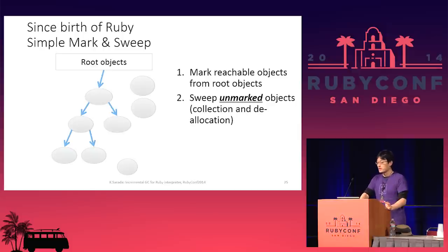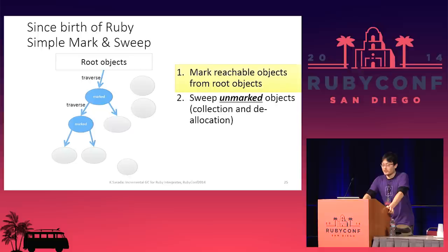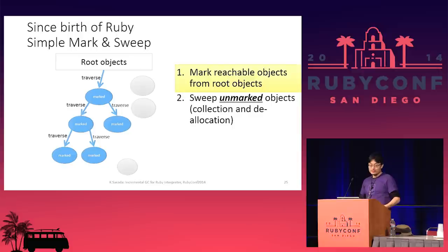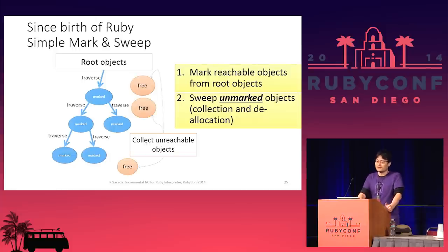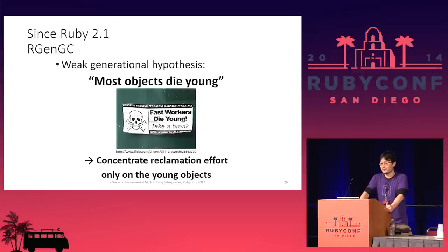The simple mark and sweep garbage collector is very easy to understand. There is a root set of root objects, and we mark objects reachable from the root objects. This is one of the root objects, mark it, and traverse other objects. After traversal, we can understand that the untraversed objects are not needed, so we can collect such untraversed objects. It is very easy to understand, I believe.